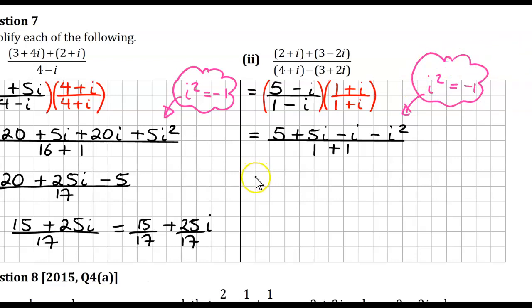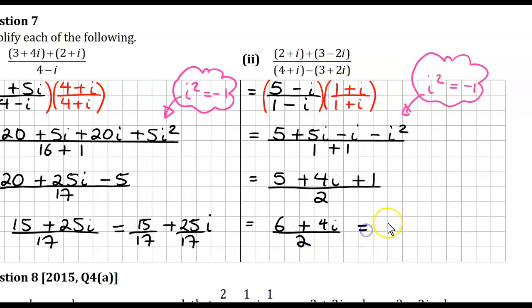So that's equal to 5 plus 4i. Now we have a minus i squared, and we're changing i squared to minus 1, so this is going to give me a plus 1 there. And then I have 1 and 1, which is 2. And then here then I'm going to get 5 and 1 is 6, and this is plus 4i over 2. So this will obviously give me 3 plus 2i when I divide the 2 into both parts.